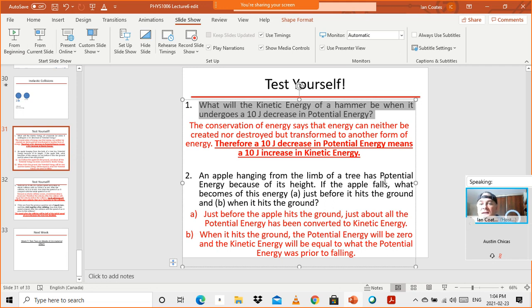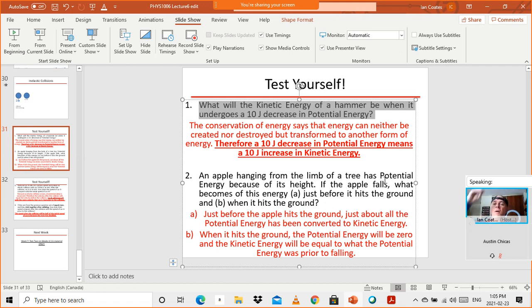It has maximum. Just before the apple hits the ground, just about all of the potential energy has been converted to kinetic. Okay? When it hits the ground, the potential energy will be 0, and the kinetic energy will be equal to what the potential energy was prior to its falling. So it's all about maximums here.